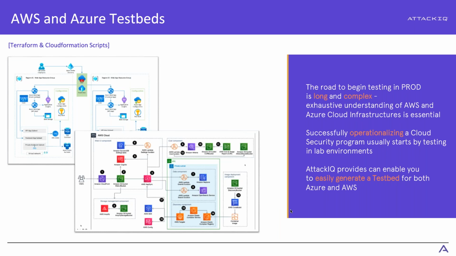Then we also have the testbeds for AWS and for Azure. Understanding an Azure deployment or an AWS deployment is not simple. In fact, the road to testing an actual production environment, be it Azure or AWS, is complex. So the idea is that you can start getting familiarized with testing in AWS or in Azure in an environment that is isolated from your production environment.